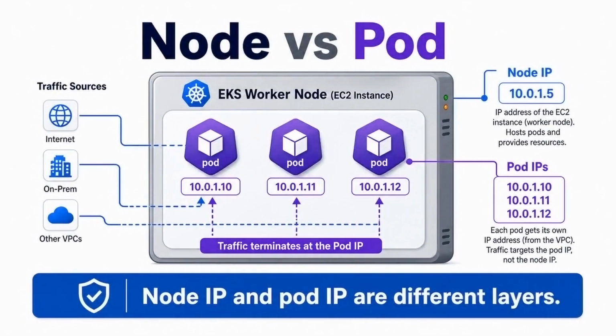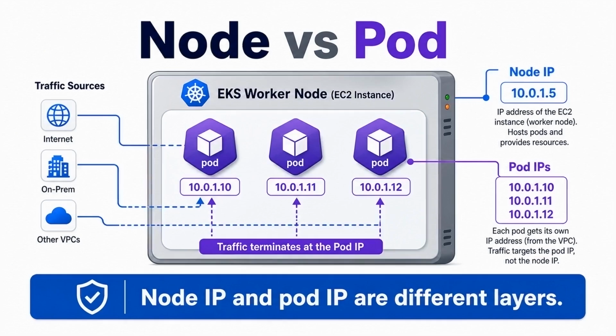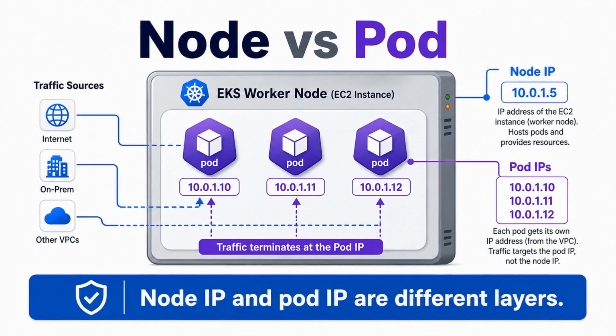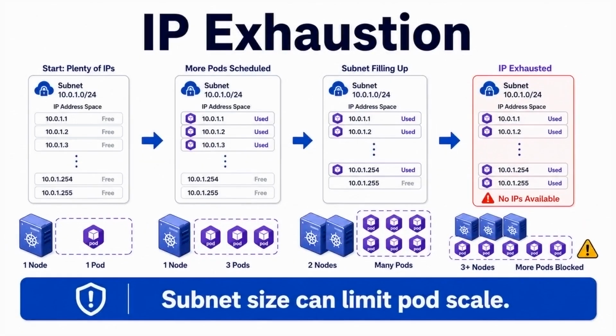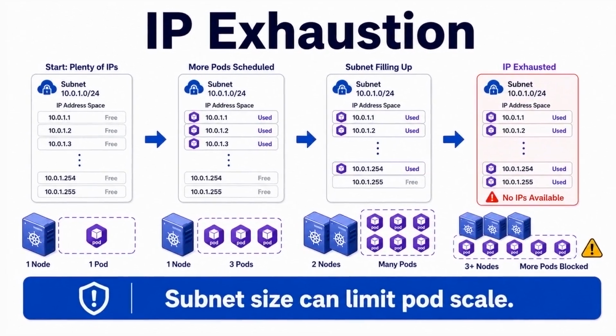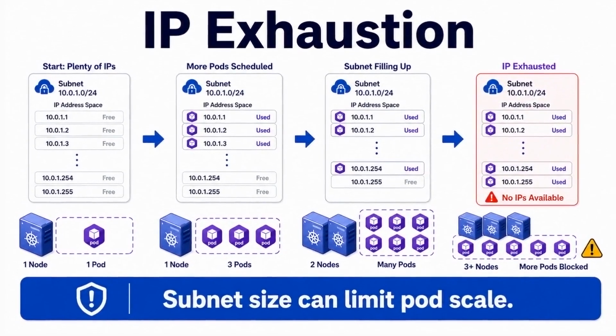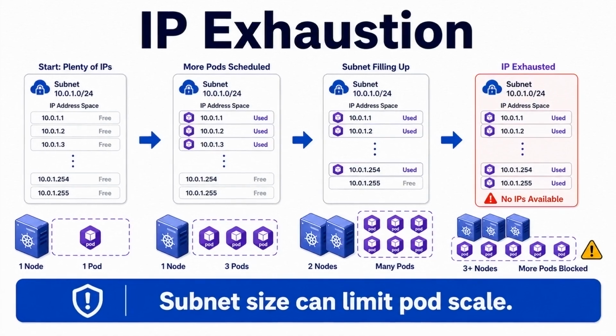A node IP belongs to the worker node EC2 instance. A pod IP belongs to the individual pod. The scheduler places pods on nodes, but traffic often targets the pod IP that the node is hosting. Because pod IPs come from the VPC subnet, subnet sizing and IP management become production concerns. A busy cluster can fail to schedule pods simply because it runs out of usable addresses.